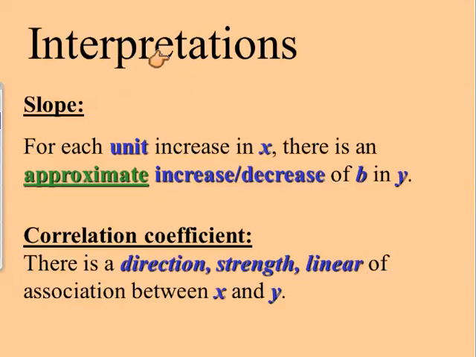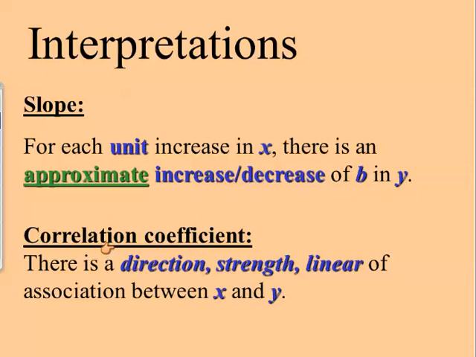Okay? So let's look at some interpretations. The slope: for each unit increase of x, there is approximately an increase or a decrease of b units in y. So it's telling you how far it's going up or down based upon x moving over 1 unit.